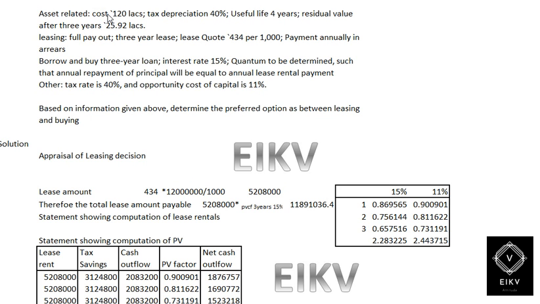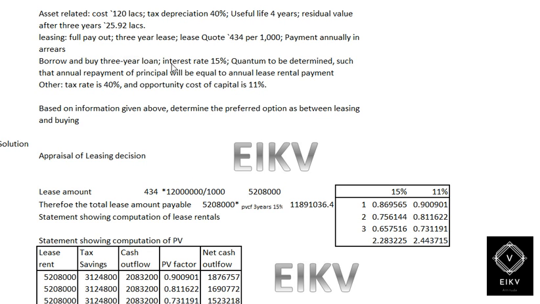So in this illustration, an asset related cost is 120 lakh, tax depreciation is 40%, useful life is 4 years, residual value after 3 years will be 25 lakh 92,000. Then we have leasing payout, 3 years lease. Lease cost 434 per thousand. Payment annually in arrears.